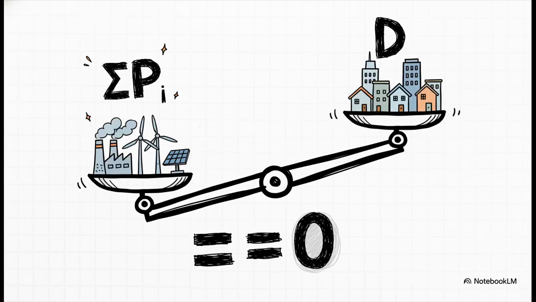And in math terms, that rule looks like this. The sum of all the power being generated minus the total demand has to equal 0. This is our equality constraint. It's a hard and fast rule that this whole optimization puzzle has to obey no matter what.